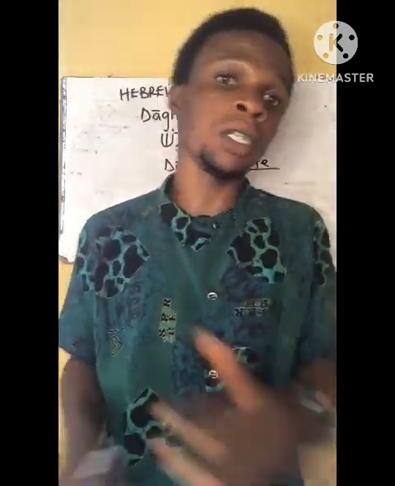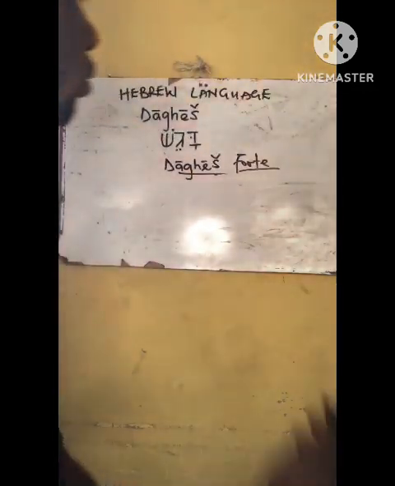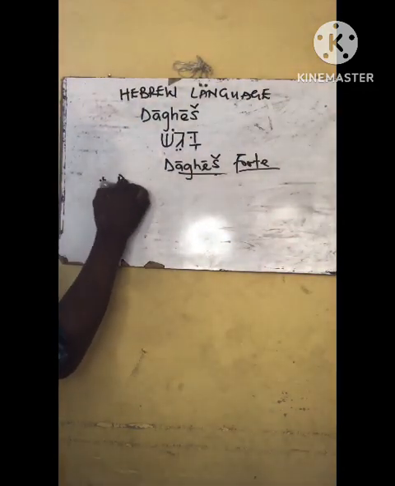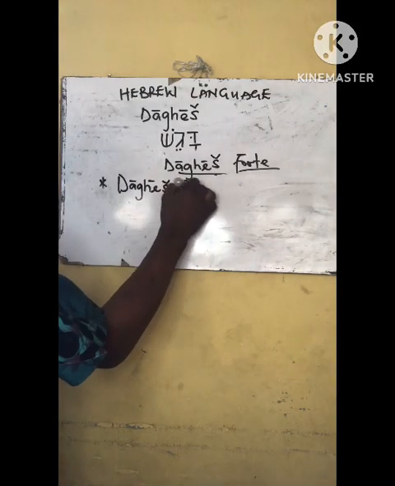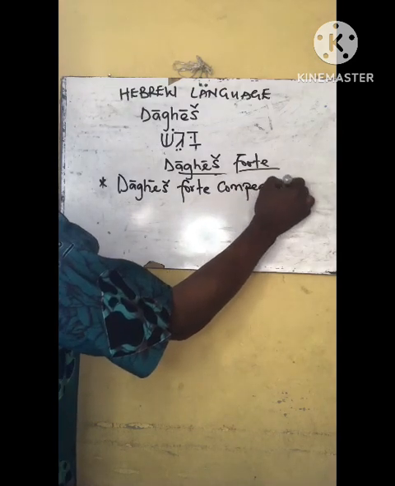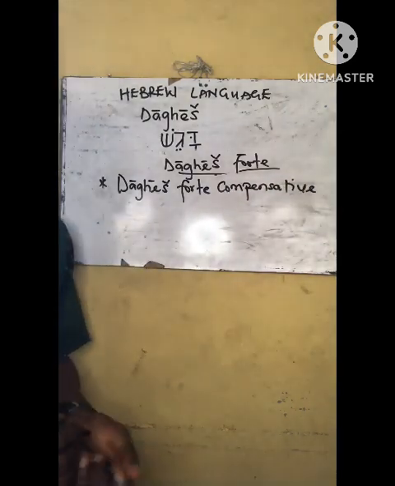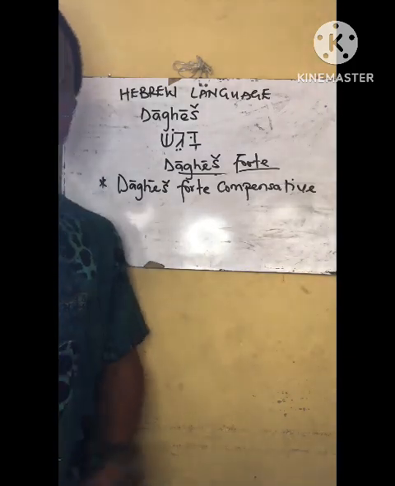So when we say double letter, we are automatically talking about the Dāghēš fault, because it is the Dāghēš fault that forms the double letters. Now let's see, why do we need a double letter? So the first reason is what we call Dāghēš fault compensative. So what do we mean by that?